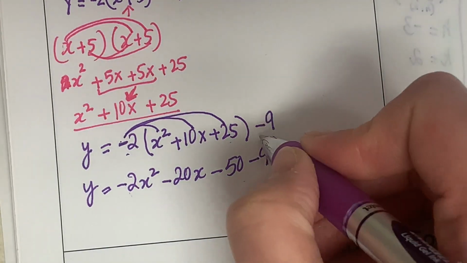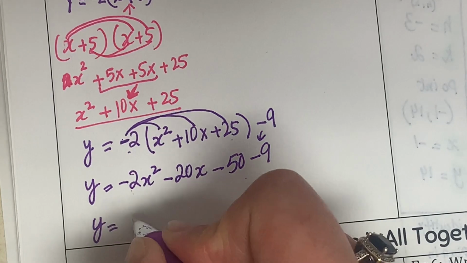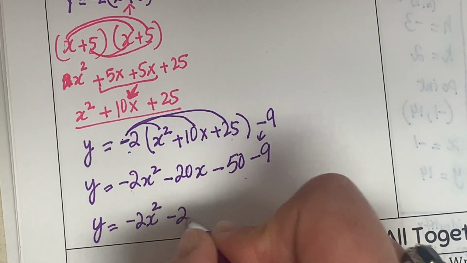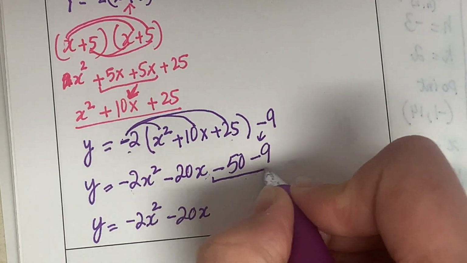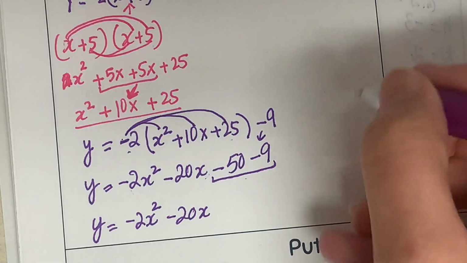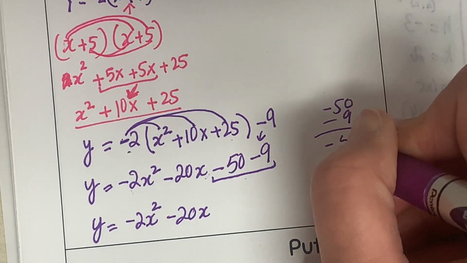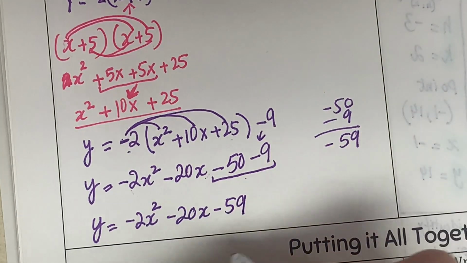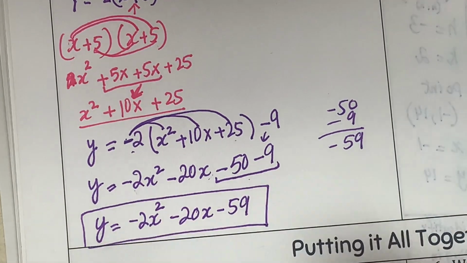I have to copy this down as well, and then I'm almost done. It's negative 2x squared, there's nothing to add or subtract. Minus 20x, there's nothing to add or subtract. But these two, if you notice, are like terms, which is negative 50 minus 9, which is minus 59. So this is my equation.